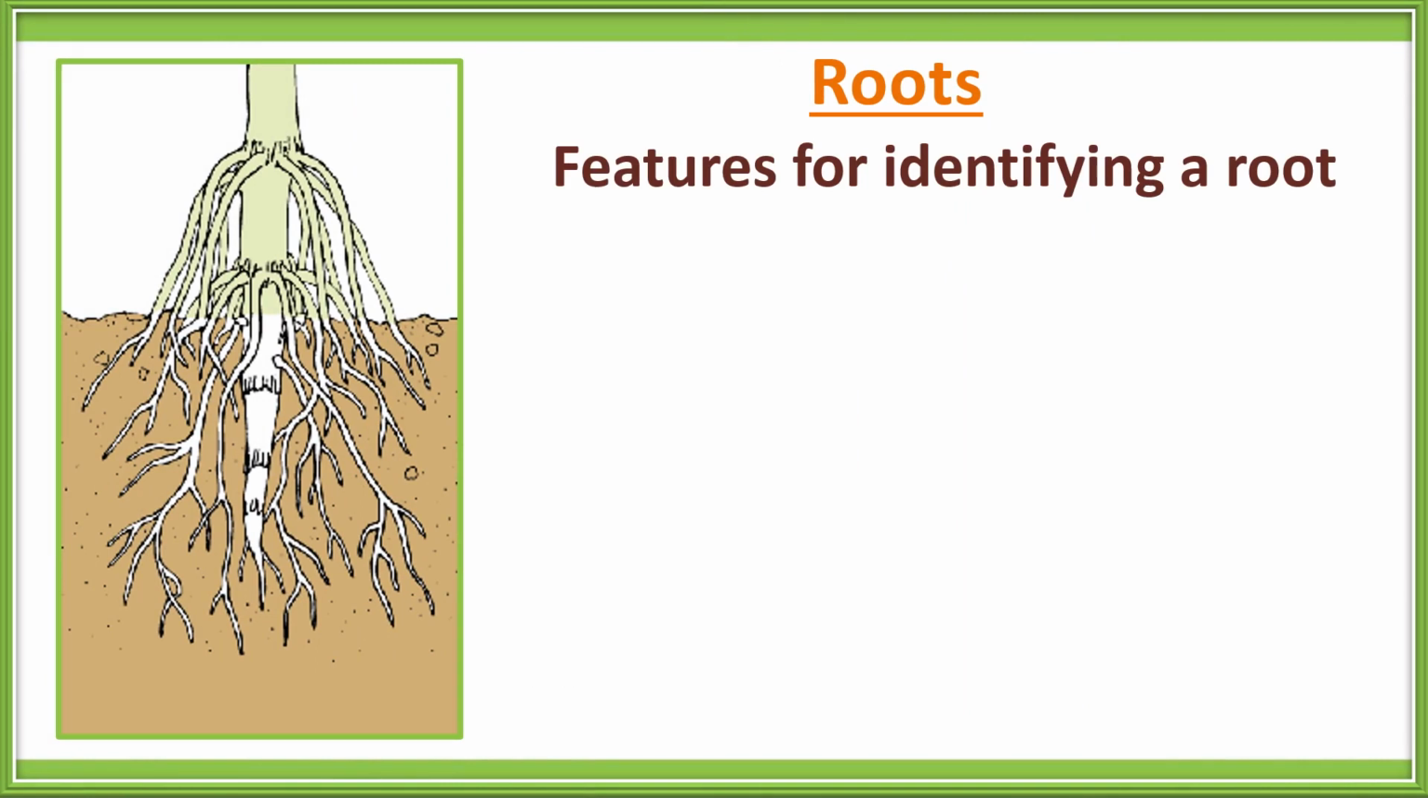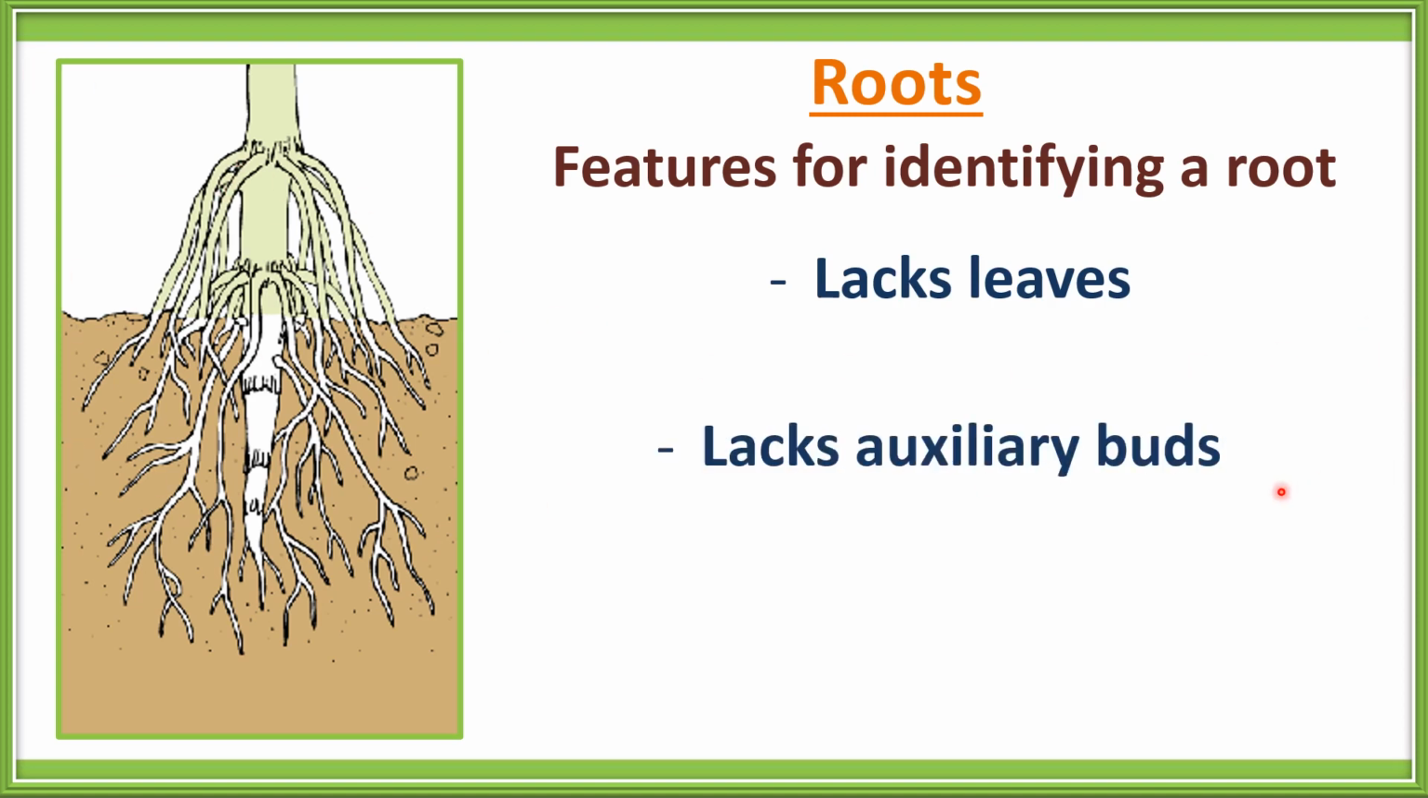Features for identifying a root: they lack leaves. If you look at them, they don't have leaves. They lack auxiliary buds, and they lack flowers. So if they lack any of these, then we refer to them as roots.